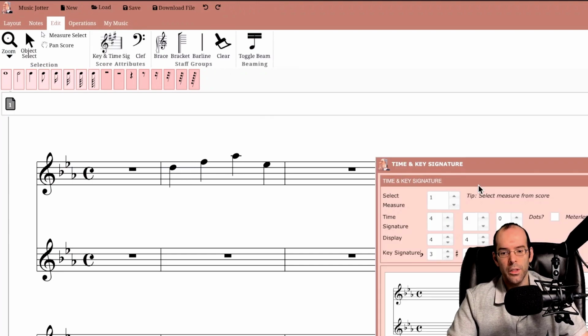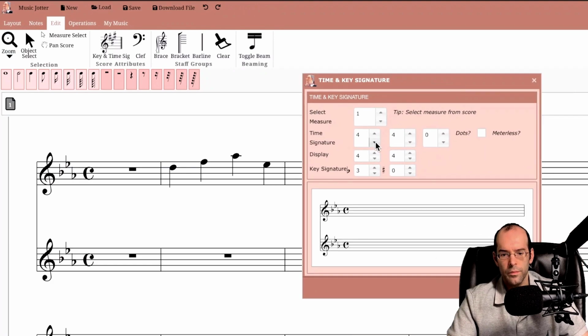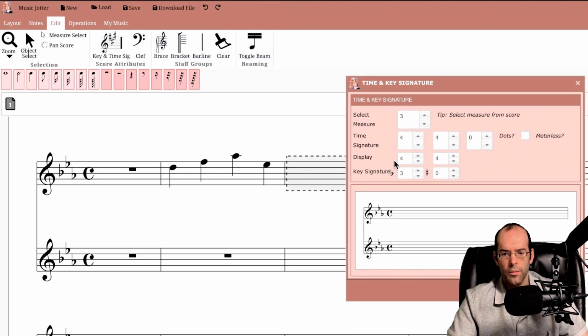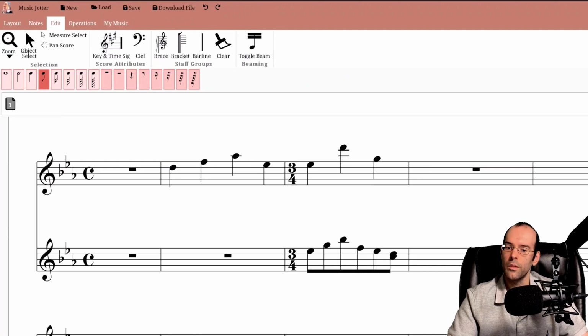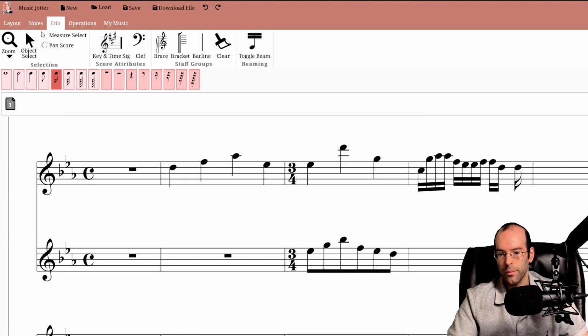Let's look at the time signature of 3/4. The numerator of 3 indicates we can fit 3 quarter notes in the measure. And we can fit 6/8 notes in a measure. This is double the amount of notes. And then you can fit 12/16 notes in a measure in 3/4 time.